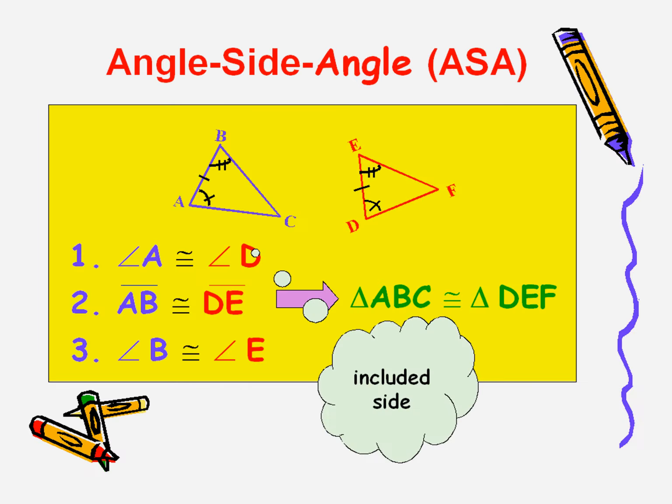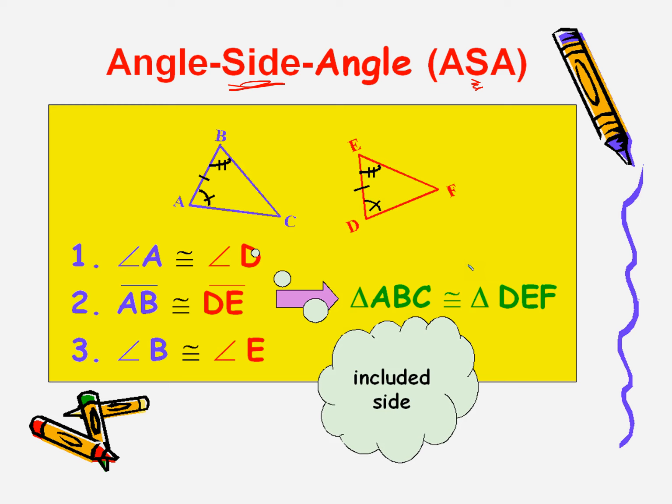The next one we come to is angle, side, angle. And again, the order is important. In this case, the side is between the two angles, or it's the included side. We learned about included sides earlier in the chapter. So here we have two angles of one and their included side congruent to two angles of another and their included side. So the triangles are congruent.